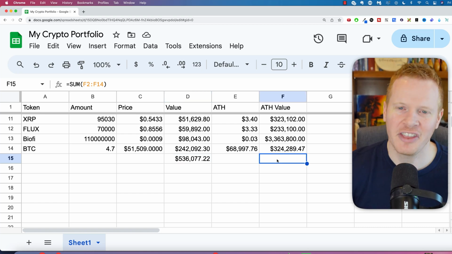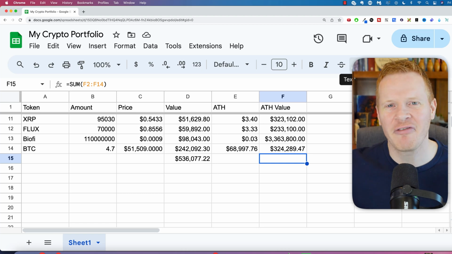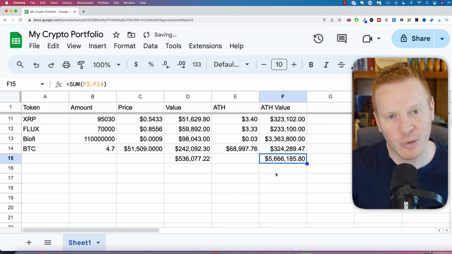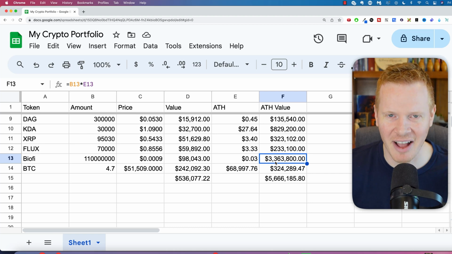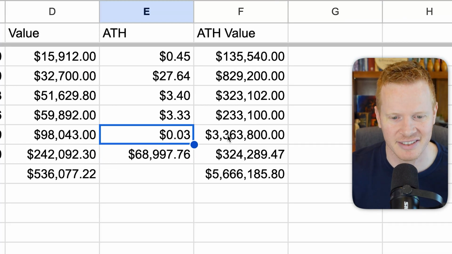But if everything was able to get back to all-time highs, which I know is not going to happen, you can still have fun just seeing it. If everything got back to all-time highs, it'd be worth 5.6 million. And most of that is from Biofi. So if Biofi alone is able to get back, what if Biofi gets to a dollar? Oh my goodness, that'd be crazy. So there you have it.